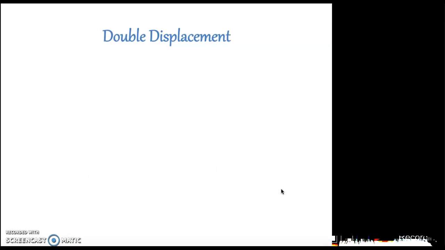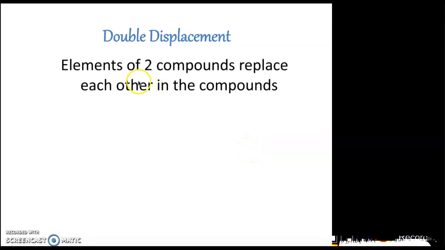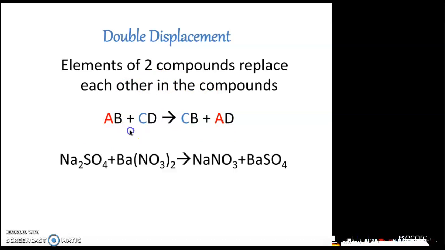The next reaction is called a double displacement, which is very similar to the single replacement, except it's double. So in this case, you have elements of 2 compounds replace each other within the compounds. So we have 2 compounds, AB and CD, as reactants, and then in the products we have CB and AD. So the A and the C, the cations, if it was an ionic compound, replace each other.